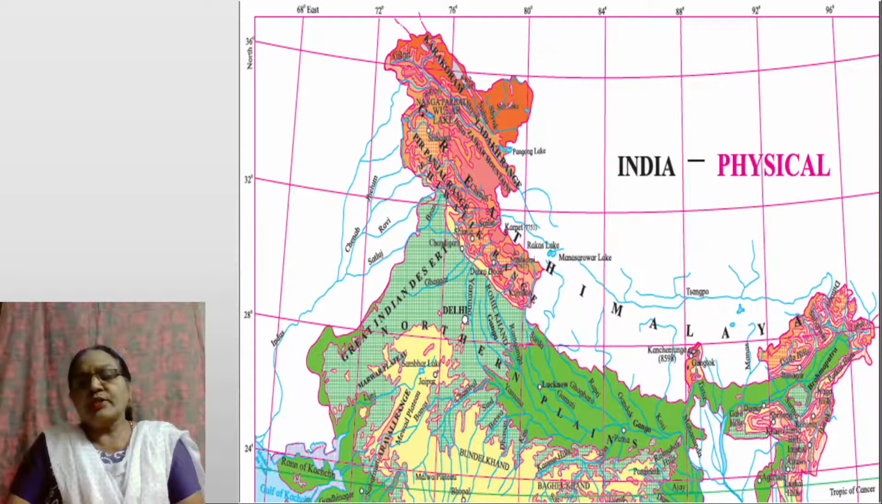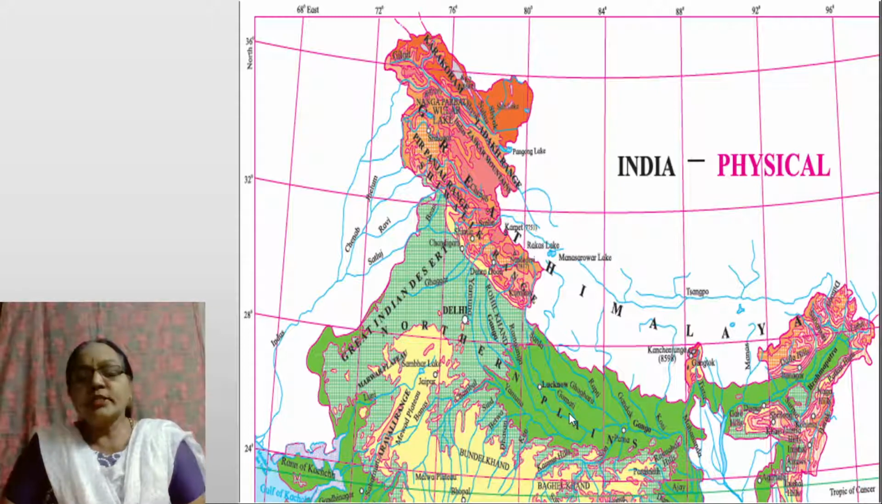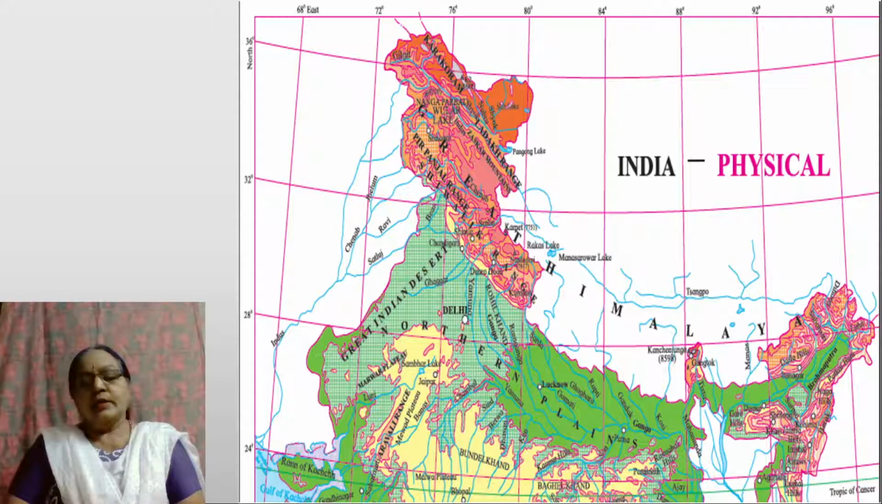Now, physical divisions of India can be broadly divided into the northern mountain wall, which is also known as the Himalayas. Then we have, okay, you can see the Himalayan ranges here. Then we have the Indo-Gangetic Plain, that is watered by the rivers, the Indus and the Ganges and its tributaries. Then we have the Great Indian Desert, also known as the Thar Desert. Then we have the Deccan Plateau and the coastal plains.